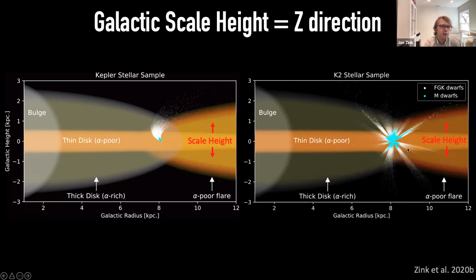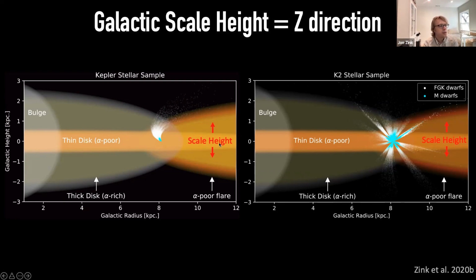Fortunately, K2 may be that sample we've been hoping for, because looking at the K2 sample, yes, we get a lot of thin disk stars, but we also probe deeper into the thick disk with K2. This helps us look at these thick disk stars and see if alpha element enhancement is important.